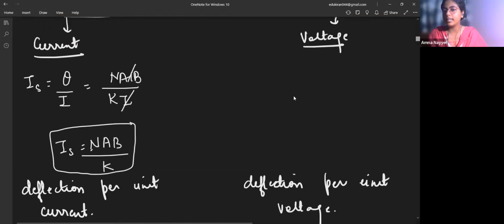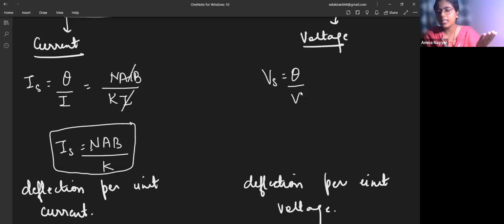Next we have voltage sensitivity. Voltage sensitivity is also the same. Current sensitivity is deflection per unit current. Voltage sensitivity is deflection per unit voltage. Just remember deflection per unit of the quantity. So for current sensitivity, deflection per unit current. For voltage sensitivity, deflection per unit voltage. Theta by voltage. What is voltage? Voltage is current multiplied by resistance according to Ohm's law. So put in the value.